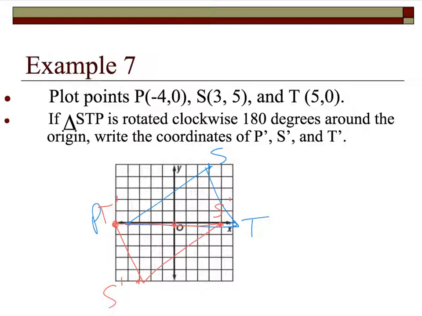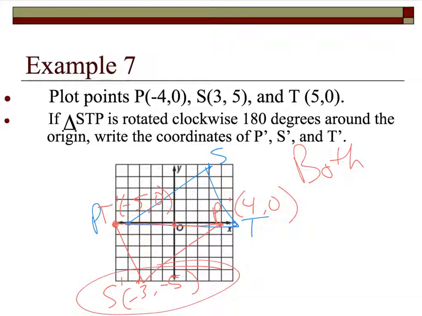Okay, let's look at our coordinates. S becomes (-3, -5). T prime is going to become (-5, 0). Wait, sorry, that's P prime. P prime becomes (4, 0). Now it's really only apparent on this one because the other two have zeros. But what happens is both signs change.